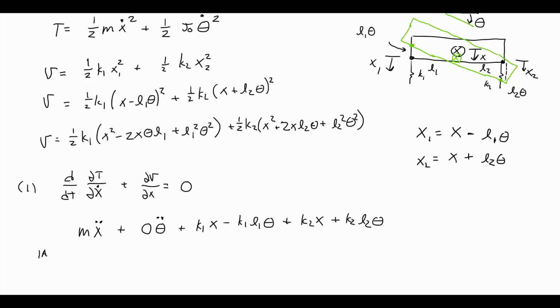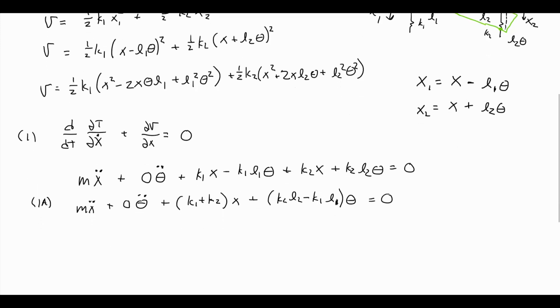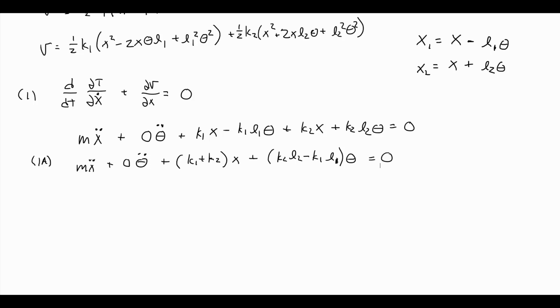So I'm going to rewrite this now. mẍ plus, just as a placeholder, 0 θ double dot, plus, now I want to group my coefficients, (k1 + k2)x plus, and now the same thing for θ, (k2 L2 minus k1 L1)θ, and these are autonomous. The right hand side is 0. So that is my first equation of motion.